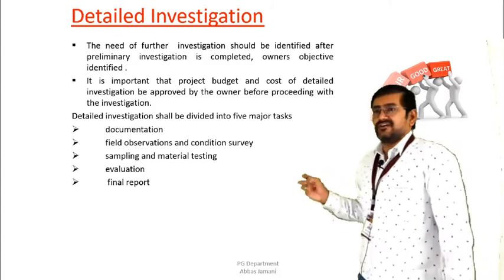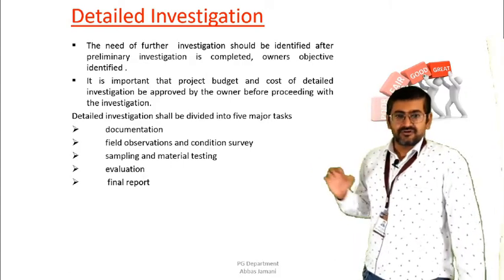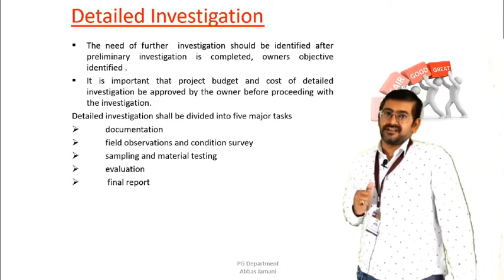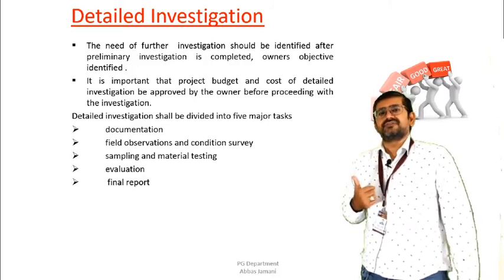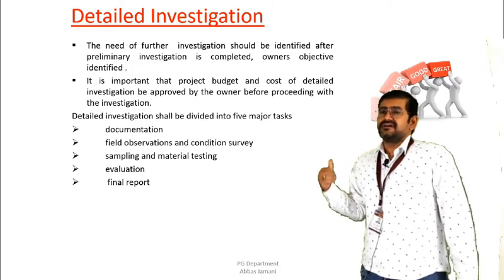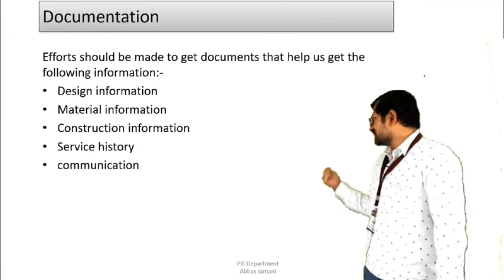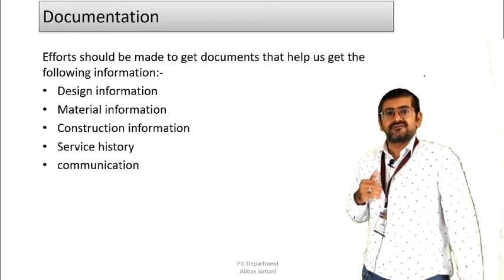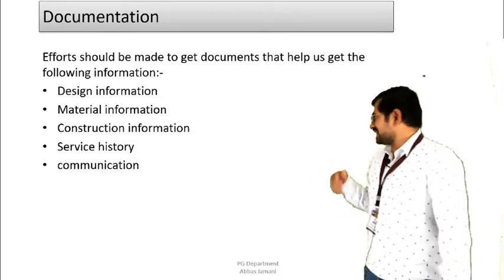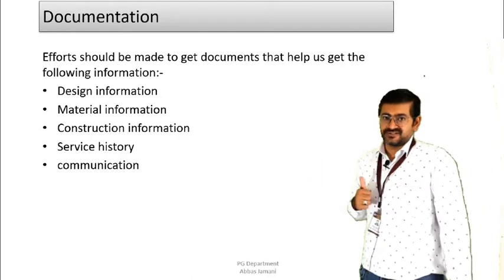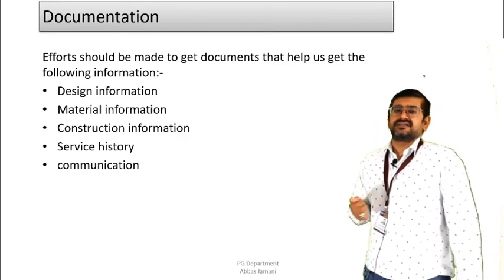Then second is site observation or field observation and condition survey. Third is sampling and testing of the material. Fourth is the evaluation, and fifth is the final report. Just as in the previous lecture, we are going to take up these topics one by one and see what needs to be included under each category. If we talk about the first category, documentation, we need to focus on 4 or 5 different things. First is to collect the design information. Second is material information. Third is construction information. Fourth is service history, and fifth is the communication.